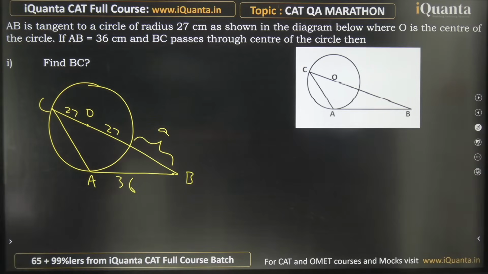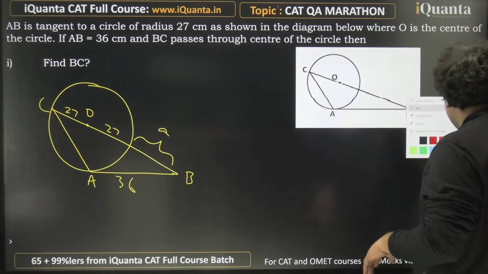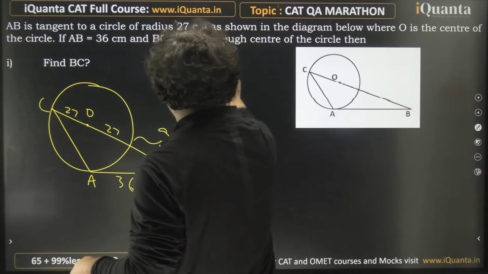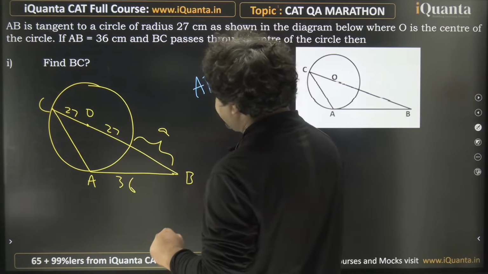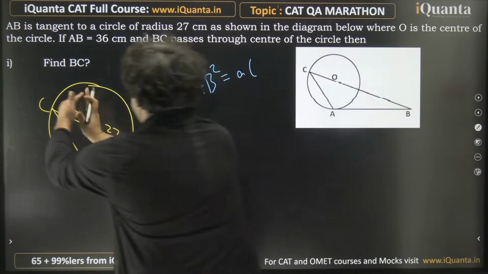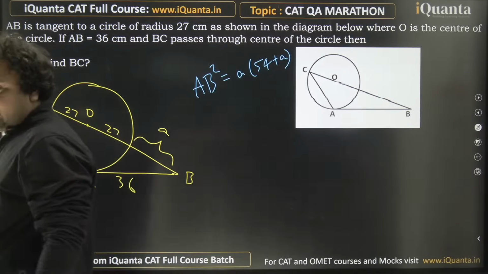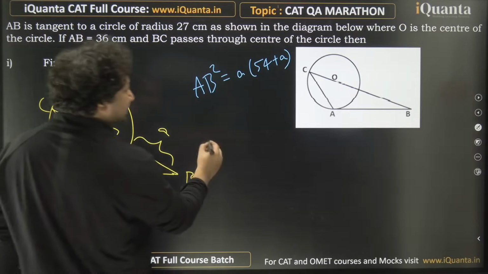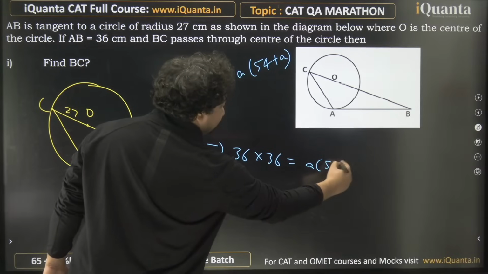Cool. You have this in front of you, and you also know that in the last one of the classes I told you all the important formulae. So if you remember, AB square here will be equal to how much? This A multiplied by this whole, that is 54 plus A. You remember that? AB is 36, let's put the values. 36 into 36 is equal to A times 54 plus A.